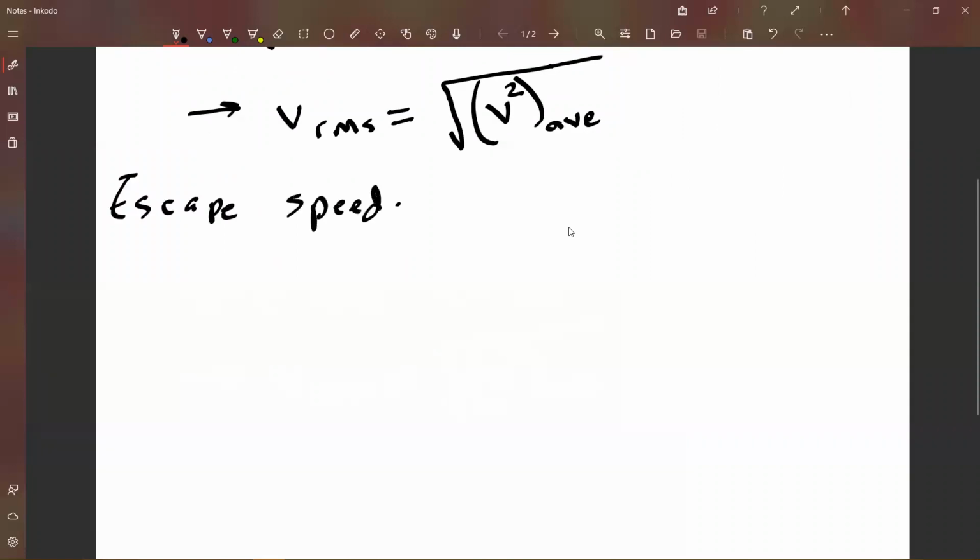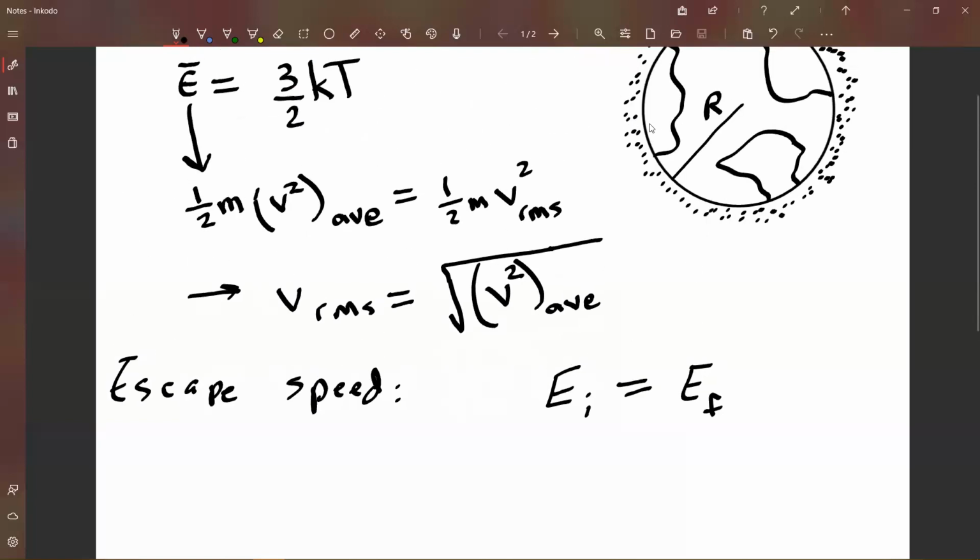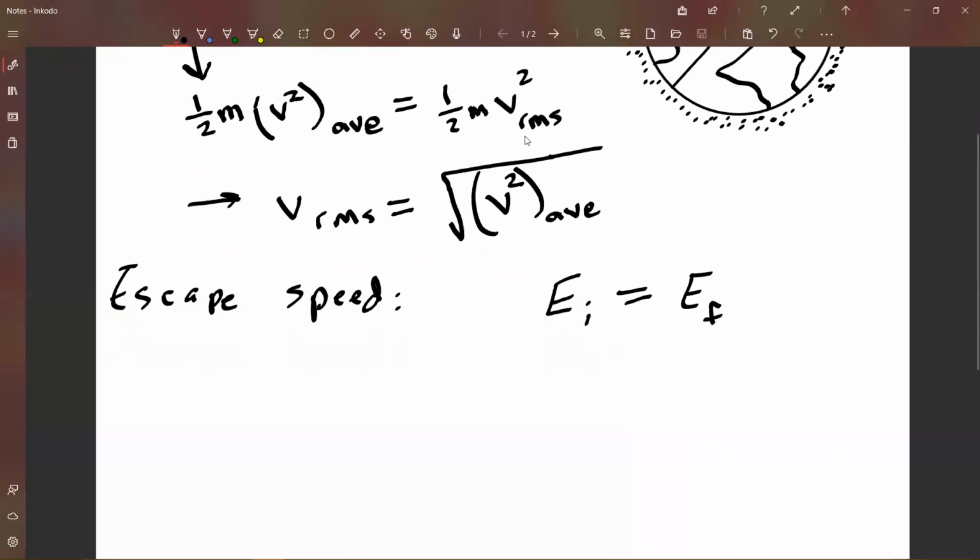Escape speed. Here's the whole idea. It's conservation of energy. You say the energy at launch is the same as the energy when the particle gets really far away from planet Earth. I say at infinity. Of course, you can never get to infinity, but let's just imagine launching something away from the Earth and watching it travel away until its distance from Earth is like 1,000 times the diameter of the Earth. By the time you're that far away, the gravity is really, really weak. The force of gravity would be close to zero.